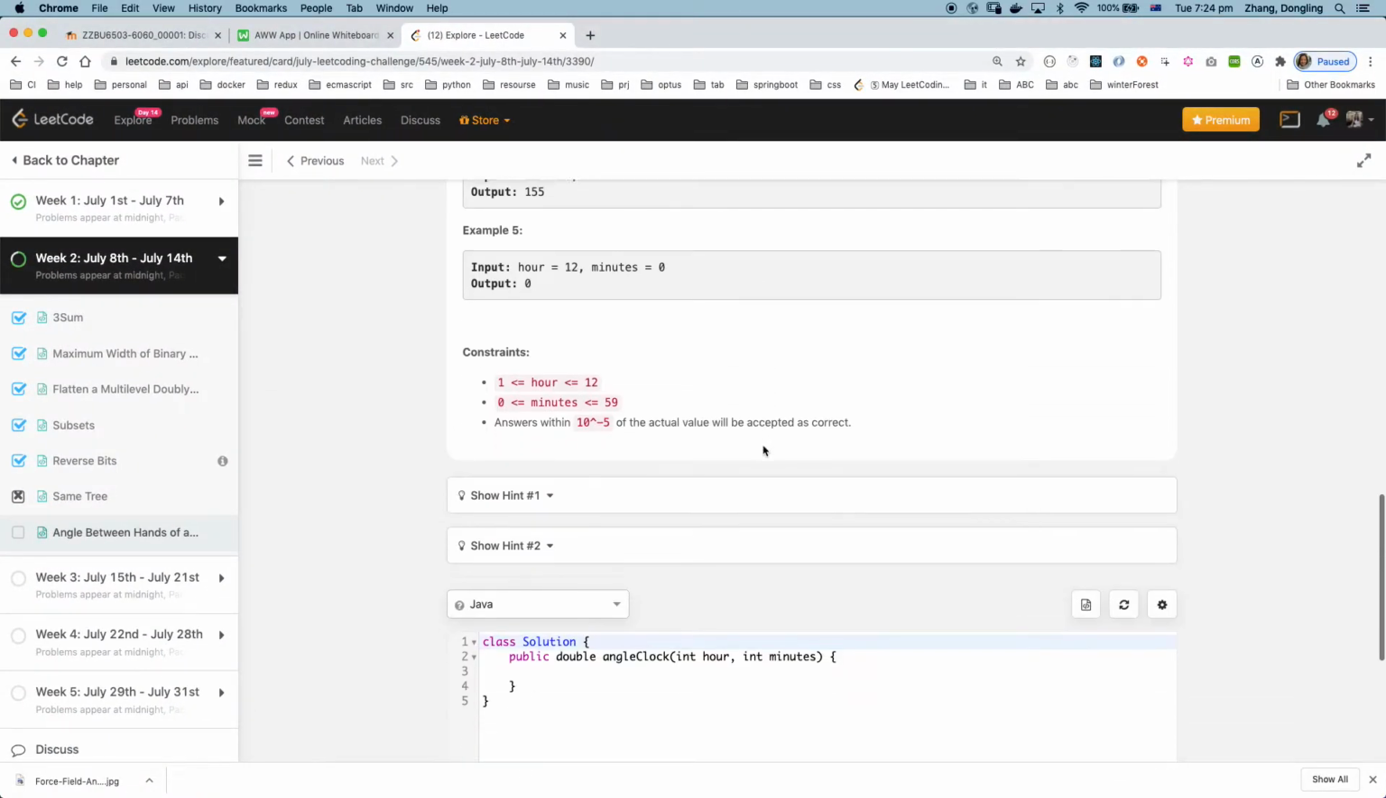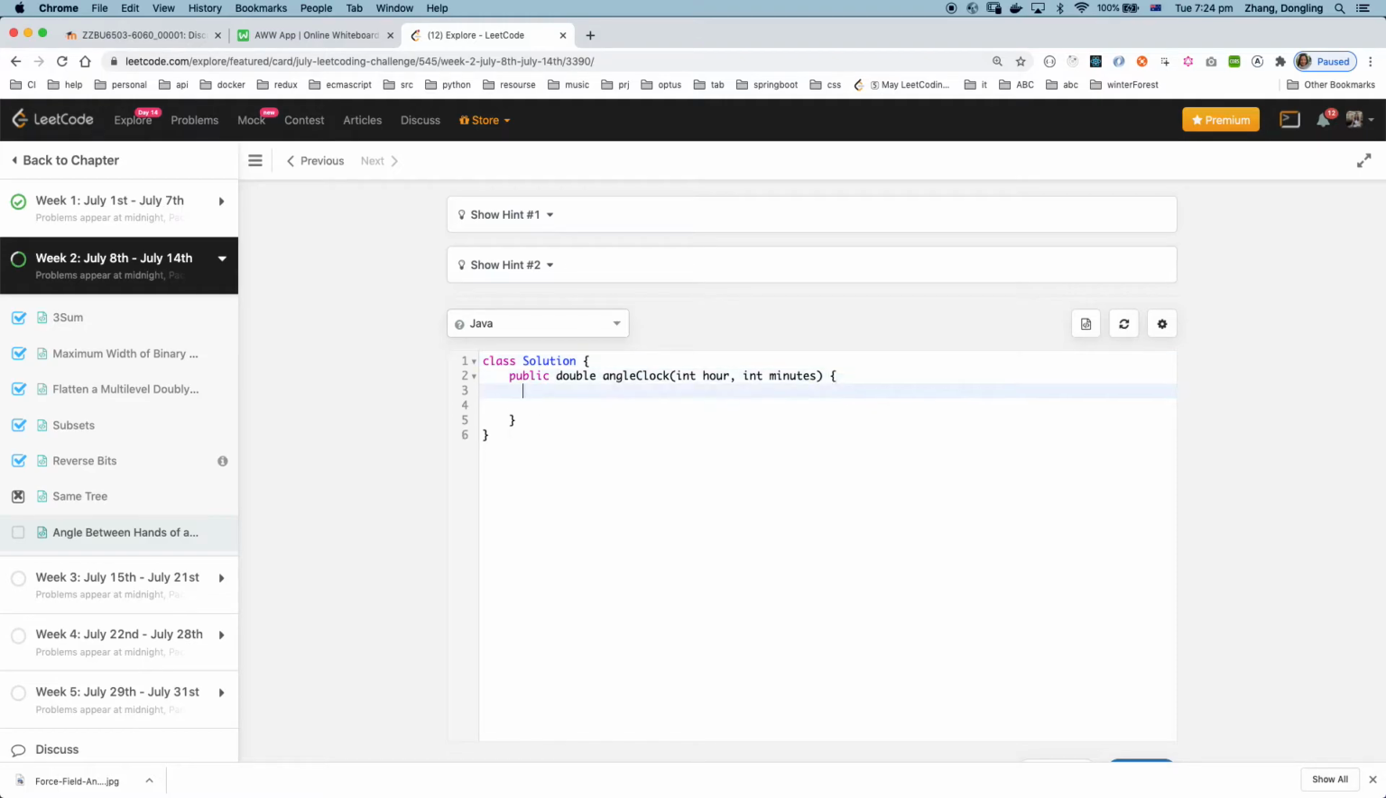Now let's write the code, it actually just makes sense. We're going to have the minutes angle. The minutes angle is very easy. We know each minute represents 6 degrees. Now we're going to calculate the hours angle. The hours angle is slightly different. We take the hours modulo 12, and then times 30.